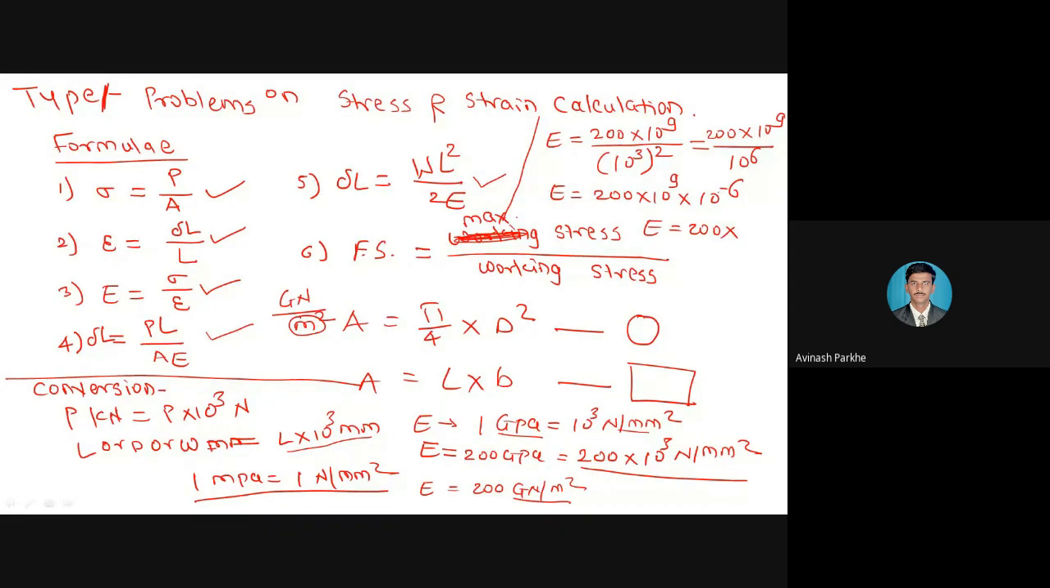What happens to these two? Addition or subtraction happens. Means 9 minus 6, it becomes 3. Therefore 10 raised to 3, that is E is equal to 200 into 10 raised to 3 Newton per mm square. Getting? So like that we have to go for the conversion first, and then only we have to use those converted values in our further calculation.